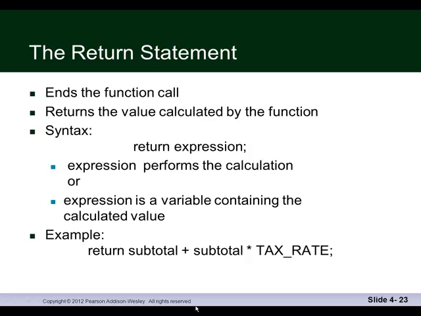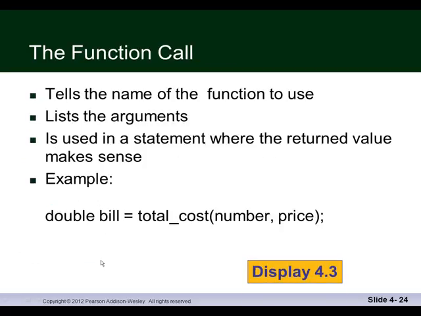Okay, let me talk about this return. So we have a return expression. We can put the calculation or just one variable, and it's going to return the whole thing. So all this is going to be calculated, then it's going to return. So if I say double bill equals total cost, that's a function call.